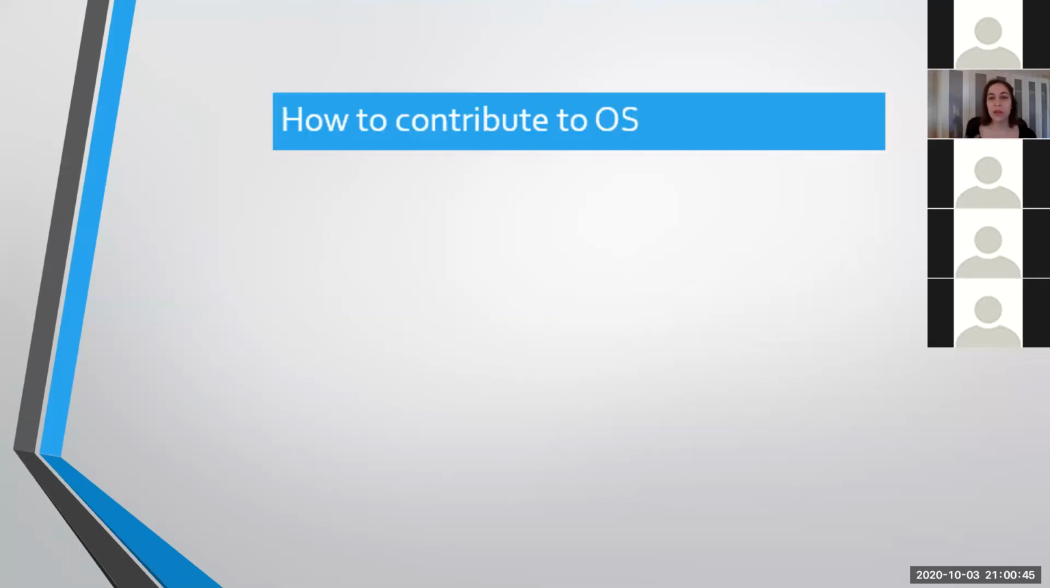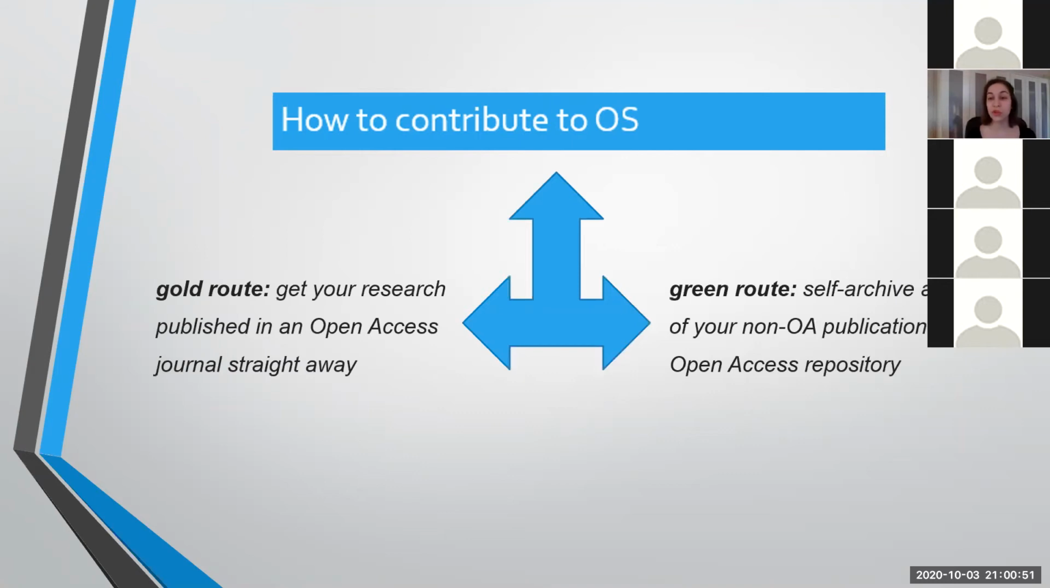So how do we contribute to open science as tutors, scholars, researchers? Well, there are two general routes that you can take. The gold route would be to get your research published in an open access journal straight away. The green route would be to not necessarily get your research published in an open access journal, because there might be a journal that you really want to publish in and that just happens to not be open access. But what you can do in the green route is you can self-archive a free copy of your manuscript, and that can be very, very useful to both you and your students.